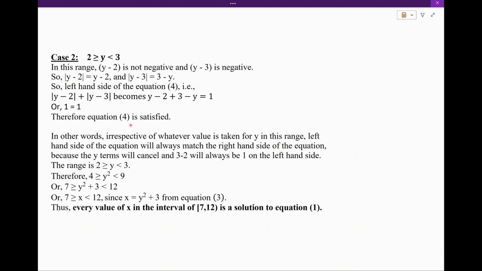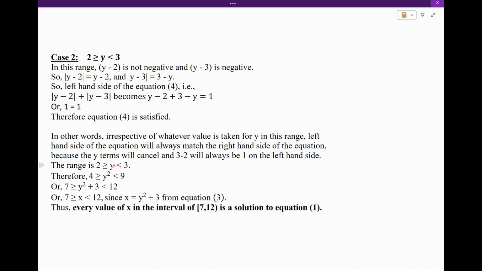Obviously, this equation is satisfied. In other words, irrespective of whatever value is taken for y in this range, the left hand side of the equation will always match the right hand side, because the y terms will cancel and 3 minus 2 will always be equal to 1 on the left hand side. The range is 2 greater than or equal to y less than 3.